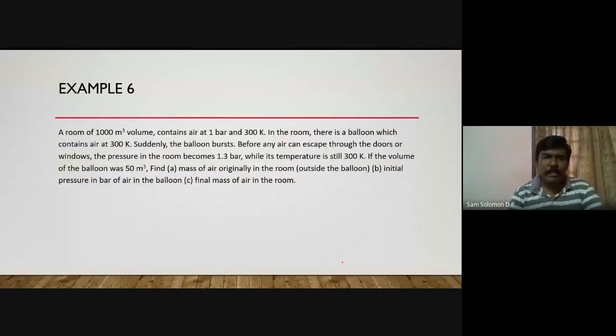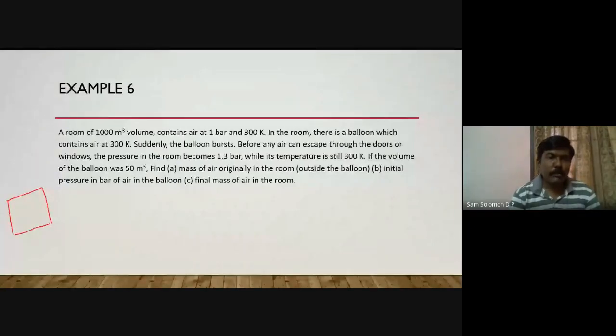This is another problem which is a little bit thought provoking. A room of 1000 meter cube volume contains air at 1 bar and 300 Kelvin. So there is a room of 1000 meter cube volume, and pressure and temperature are given. So this is the volume of the room, let's say VR, and it contains air at some pressure and some temperature. In the room, there is a balloon which contains air at 300 Kelvin, which means the temperature remains the same. So there is a balloon inside this room.